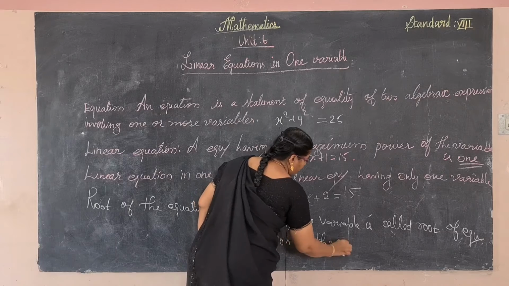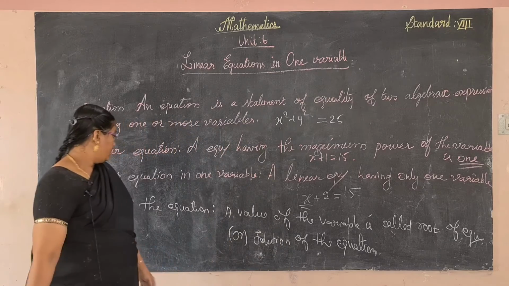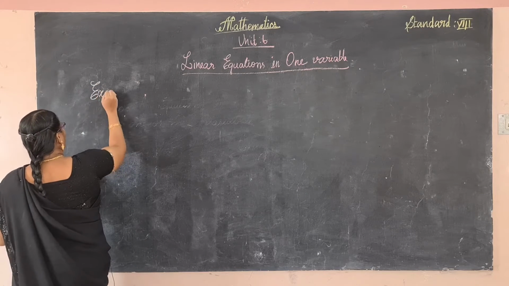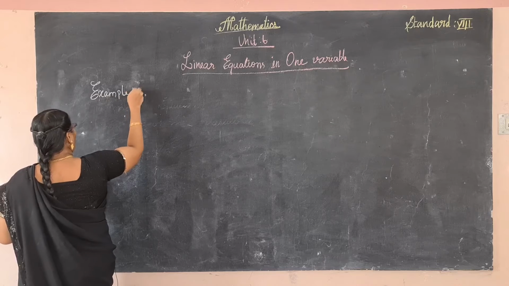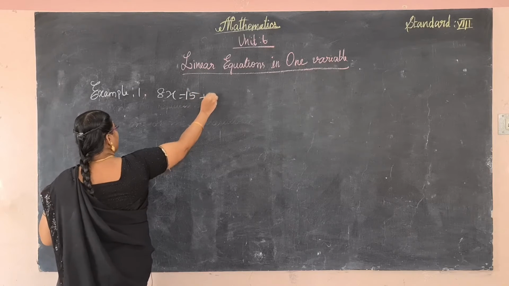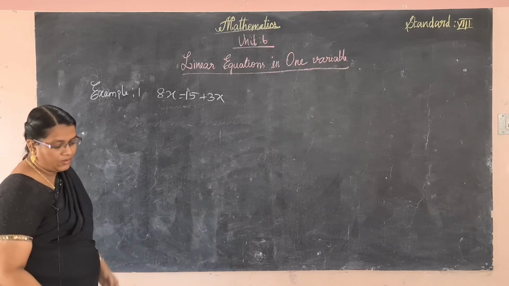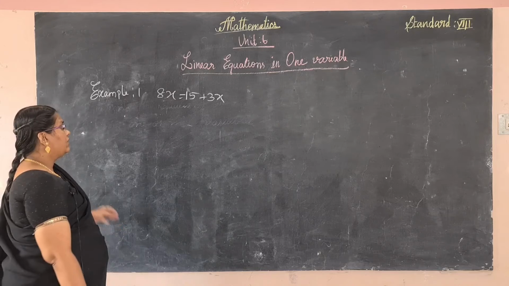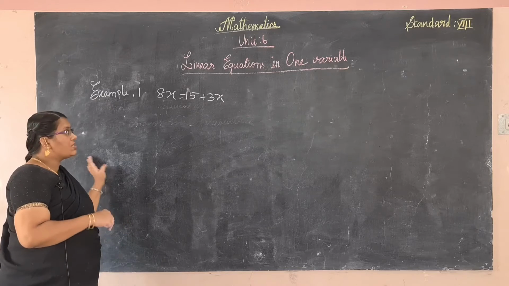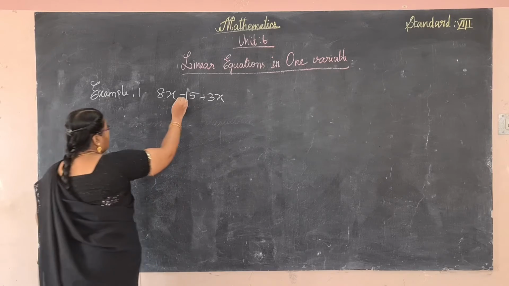So the equation. Okay, that's it. Now see the examples. Example 1. Solve 8x is equal to 15 plus 3x. Okay, we can use any one of the methods: the transpose method, or adding the same number to both sides, or subtracting it from both sides. Here I am using the transpose method.